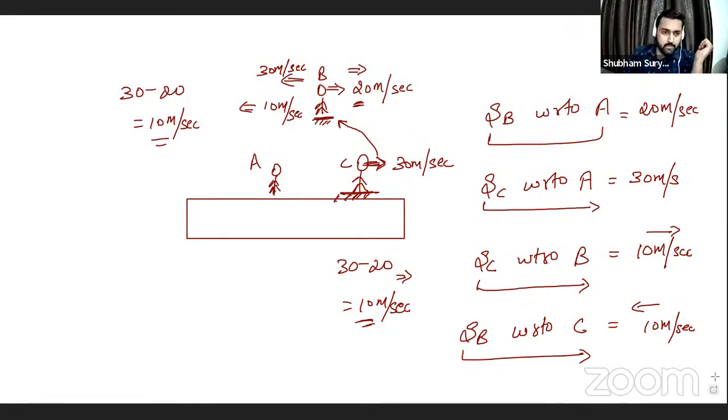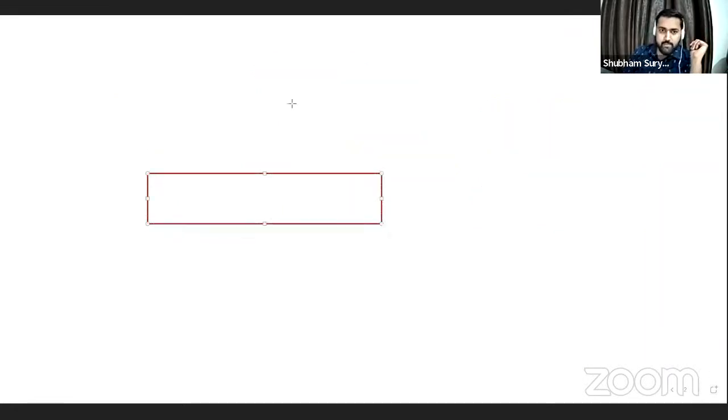Let's just take another example to understand the question, guys. Let's say this is my platform once again, okay, and this is my person A who is moving towards right with the speed of 2 meters per second. Yeah?